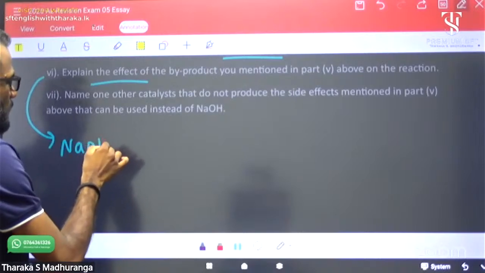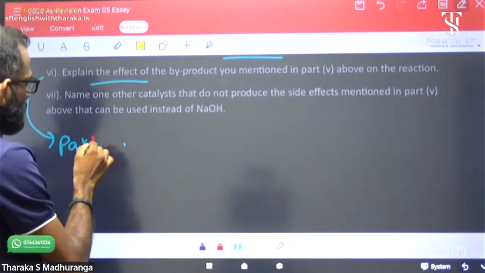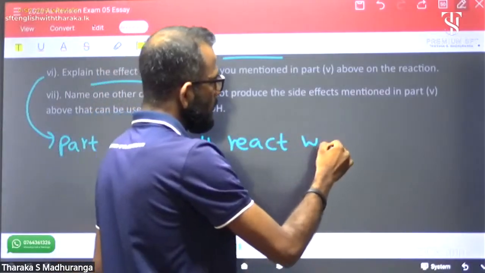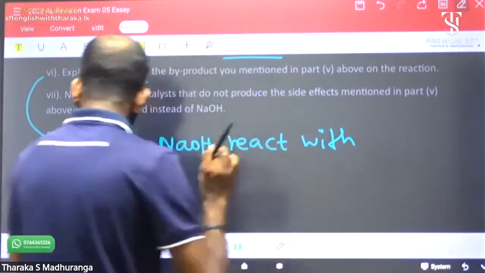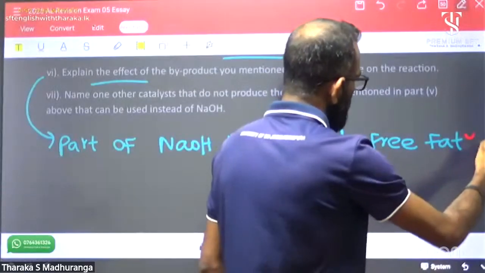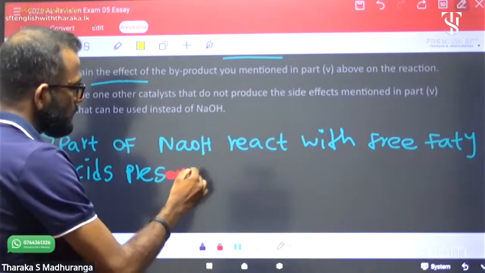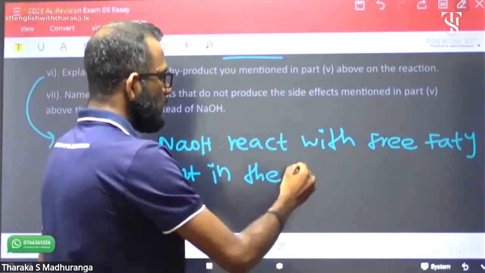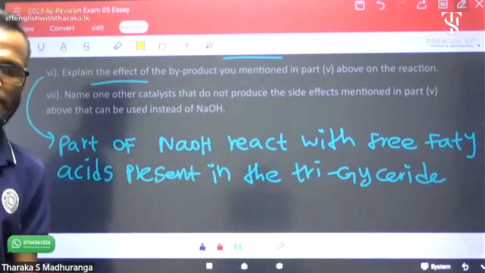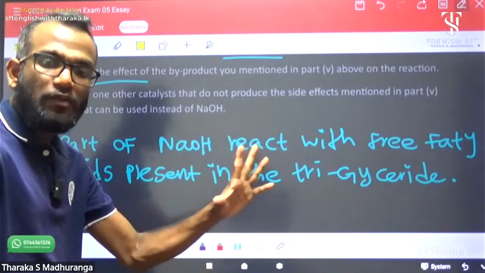Part of the sodium hydroxide, caustic soda, reacts with the free fatty acids present in the triglyceride. Write down your answers. Okay, that's how soap is forming. What is the effect? Then you have to explain the effect.